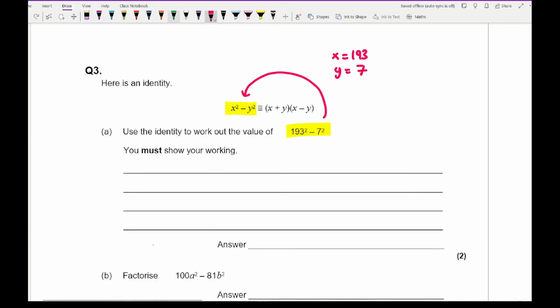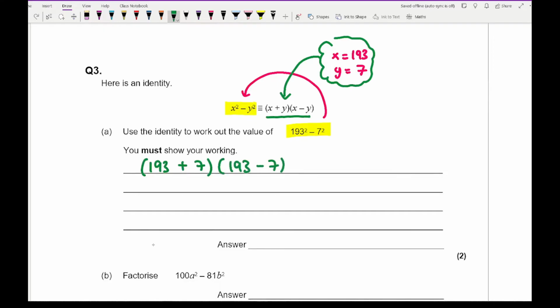So now what I'm going to do with those two variables and the values that I've worked out, I'm going to substitute that into this expression here. So we're going to end up with 193 plus 7, and we're also going to multiply that by 193 take away 7. So this is going to equal 200, and that's going to multiply to give me 186. Now from this, what we then need to do is work this out.